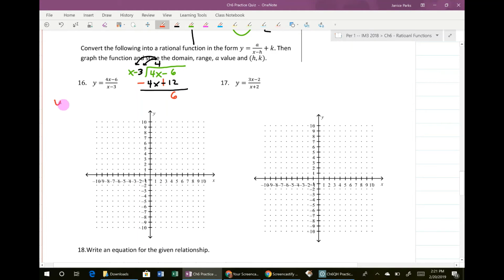So when you write your answer, the x minus 3 is the denominator. It remains the denominator. The 6 is going to be the a value. Okay, that's the a value. And, excuse me, this should be an x minus 3, not an x minus 6. That's x minus 3. And then the number that's up top is the k value. So that's going to be plus 4. Okay, so that's the equation that you use.